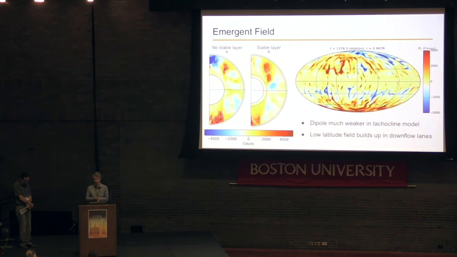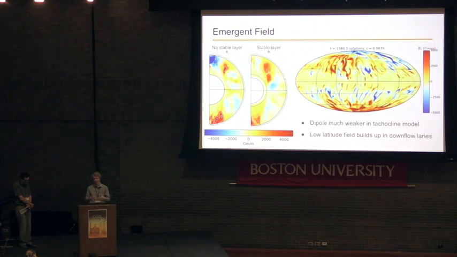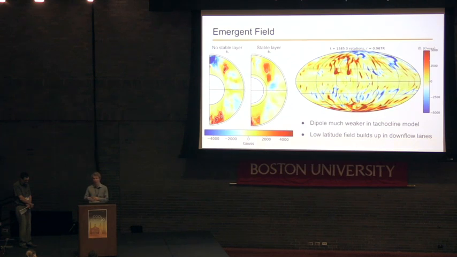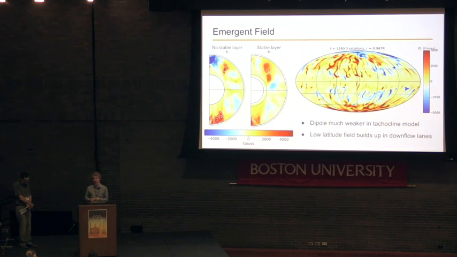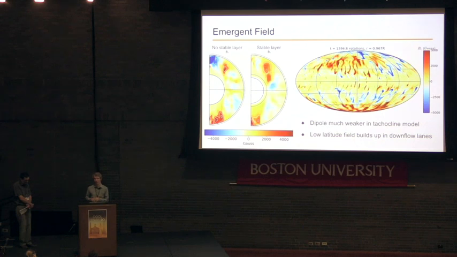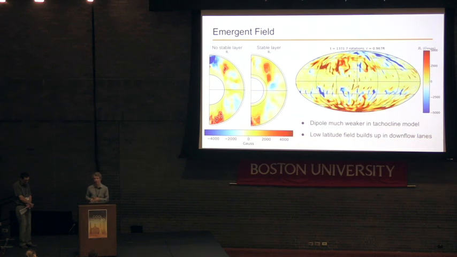Using the background that I generated from MESA, I do actually see overshoot of about half a density scale height into the stable layer.